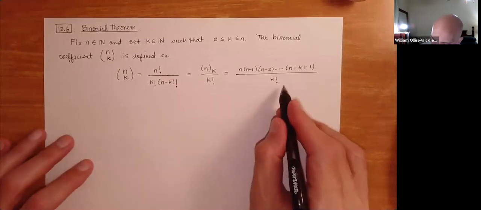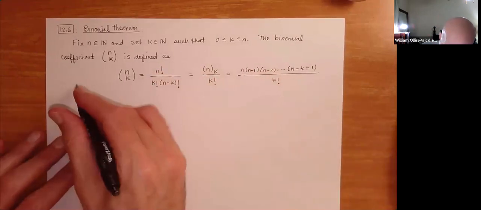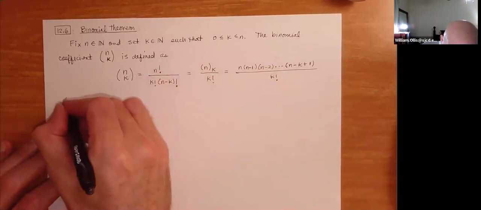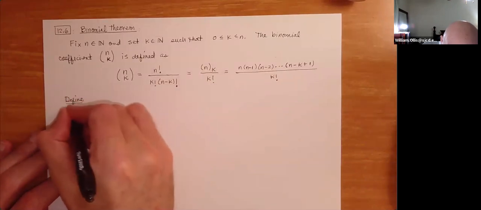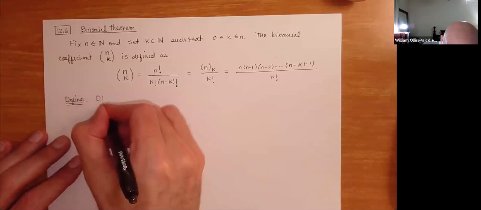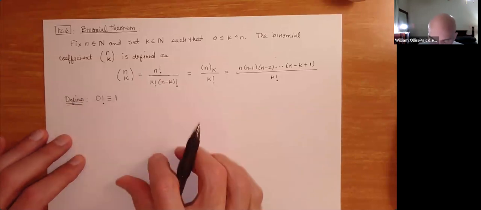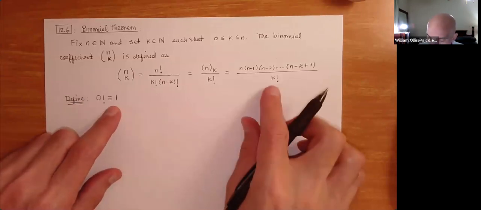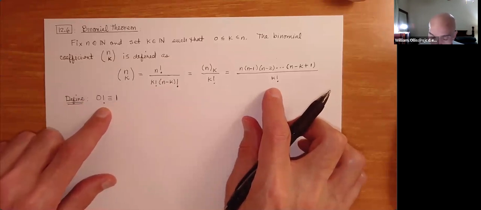So for this to not always give us something that's undefined, we have the following definition. We define, to keep all of this to make sense, 0 factorial will just be 1. That'll be a convenience that'll make sure that we don't divide by 0. So when we think of 0 factorial, we're going to define it to be 1.